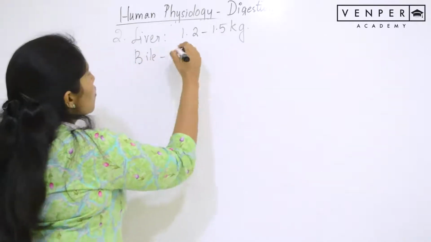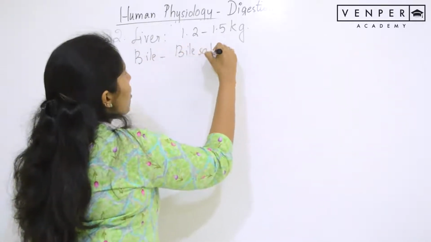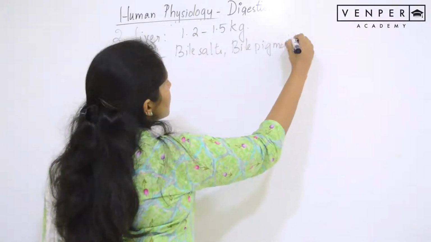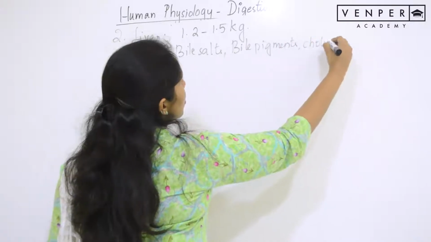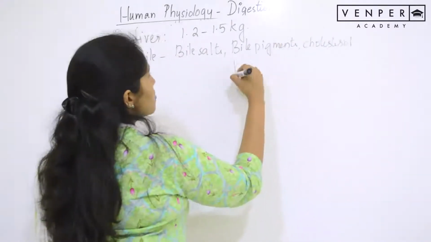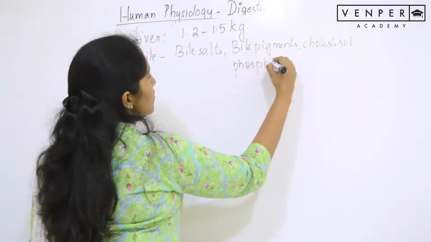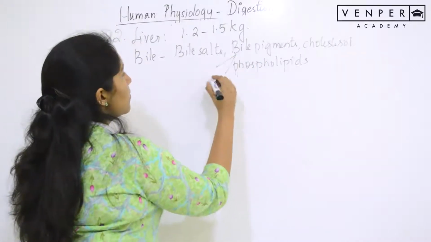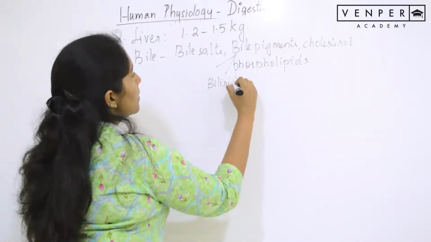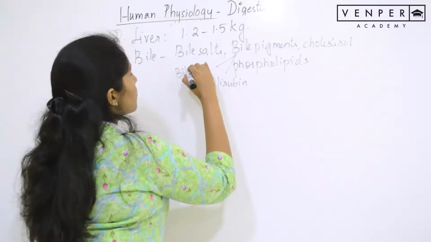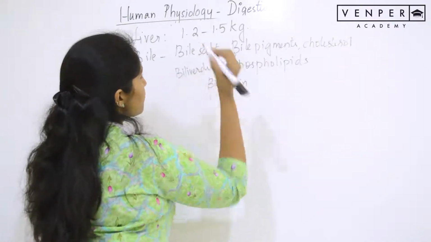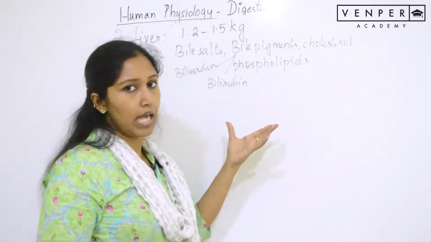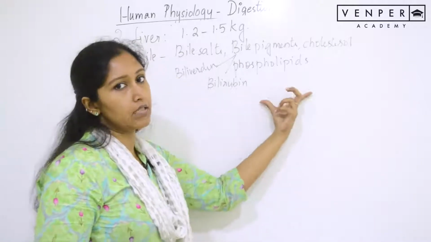So bile is composed of bile salts, bile pigments, and cholesterol, and it also has phospholipids. And bile pigments may be either bilirubin or biliverdin. And the peculiarity of bile is that it does not have any enzyme. So it's a non-enzymatic secretion.